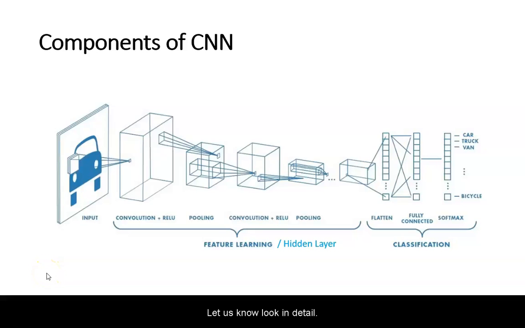Let us now look in detail at the components of a convolutional neural network. As already discussed, the CNN has two components. The first component is responsible for feature learning or feature extraction, and the second part is associated with classification. And as we can see, in feature extraction we have the convolutional operation, the activation function, and a pooling layer or a pooling operation.